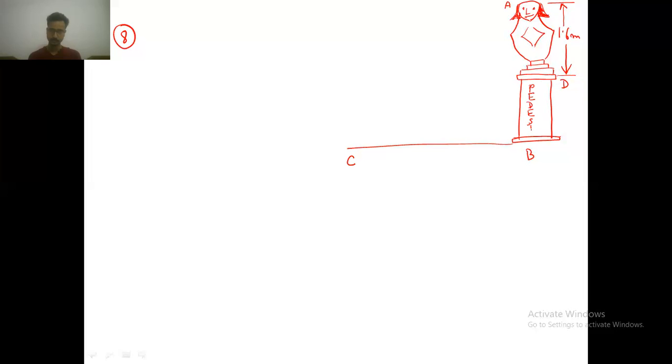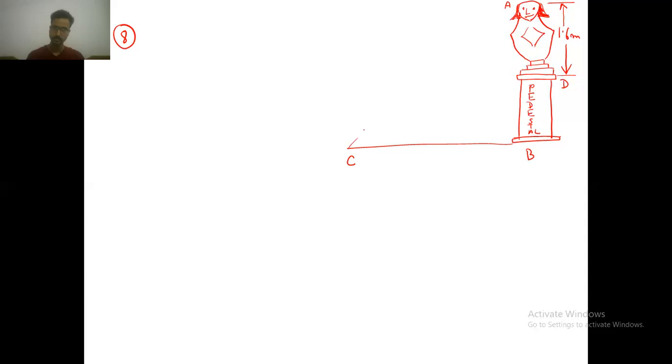This is the pedestal. Now D is the top of the pedestal, but D is the bottom of the statue. Now see, from the point C, the angle of elevation of the top of the statue is given as 60 degrees.